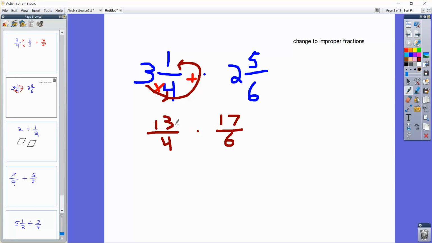Now, there are no common factors between 13 and 6 or 17 and 4, because 13 and 17 are both prime numbers. So we have to multiply those straight out. So 13 times 17, that's 209.